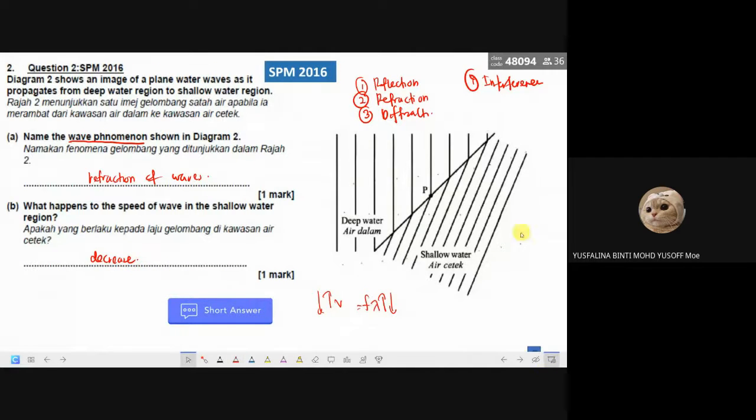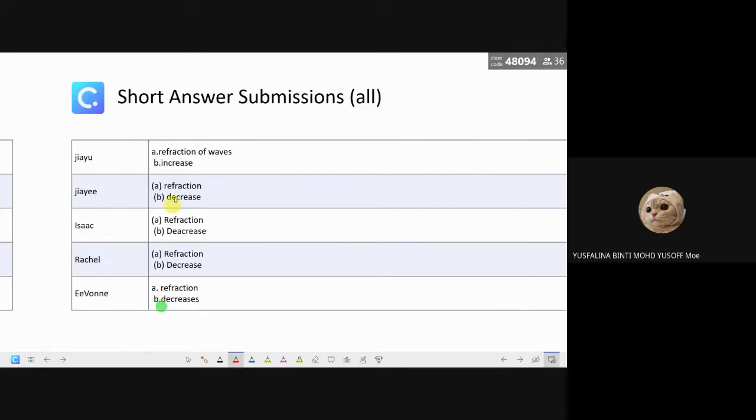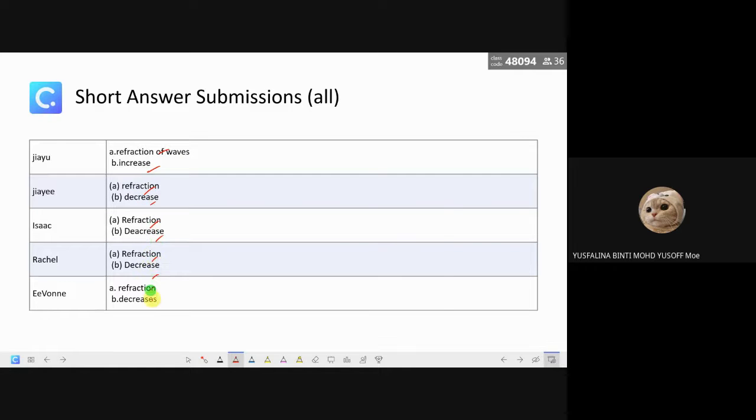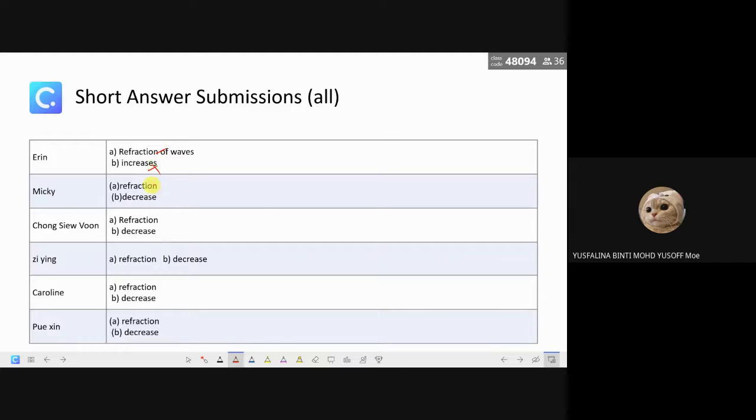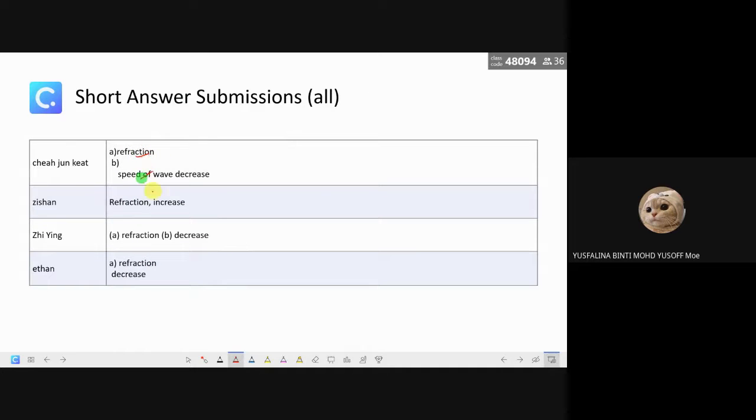Okay, so let's check your answer. Okay, very good. Okay, very good, Junhin. Become slower. All right. No, it's not increasing. You see the wavelength. The wavelength decreasing means the speed also will decrease. Refraction towards a normal. Zishan, decrease, not increase. Okay.